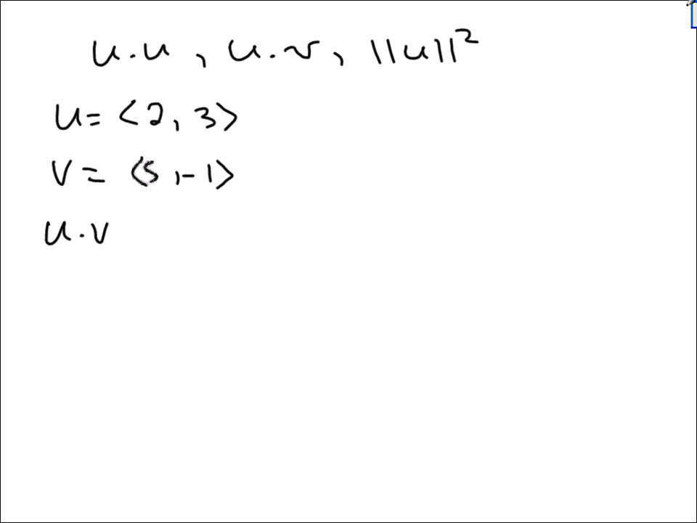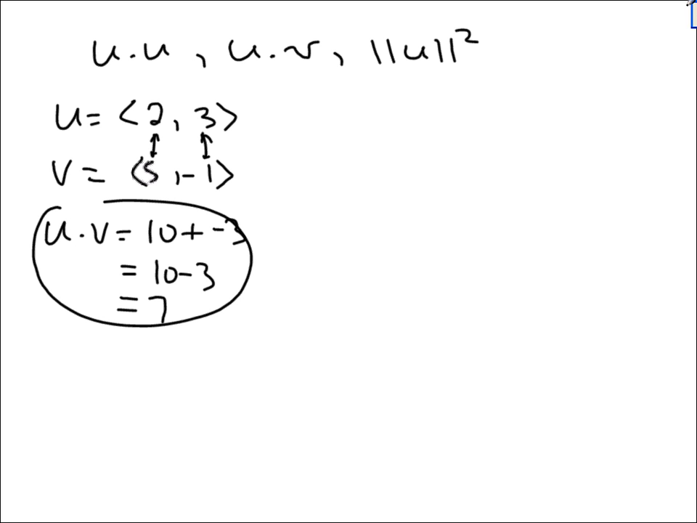U dot v: you multiply the first components, you multiply the second components, and you add them up. This becomes 10 minus 3, which is 7. And u dot v is 7.